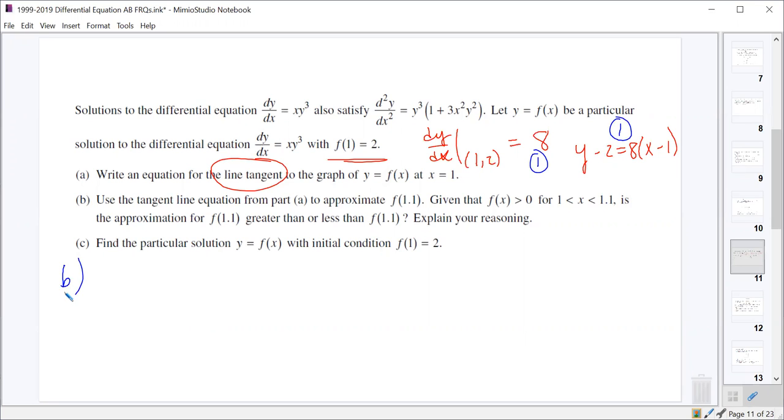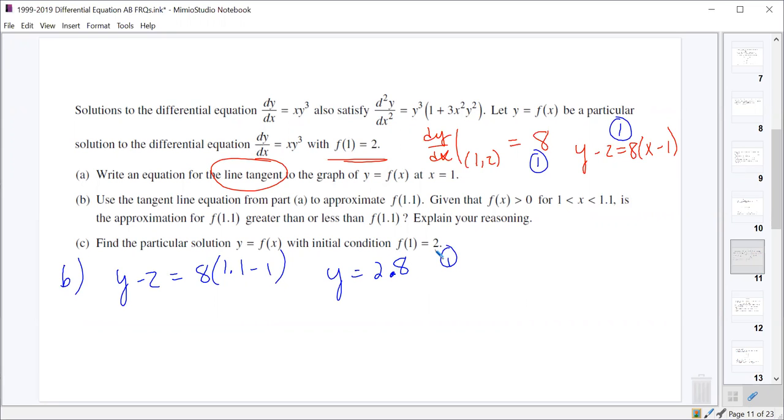Part B says use your tangent line approximation, so the thing we got from part A, to approximate f of 1.1. And that part should be easy. y minus 2 equals 8 times (1.1 minus 1). So that's 0.1, right? Times the 8 is 0.8. And then we add the 2, we end up with y equals 2.8. If you just did that much, you got 1 point. That was worth 1 point.